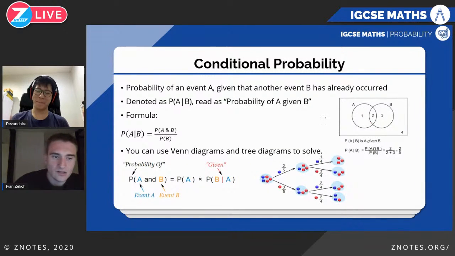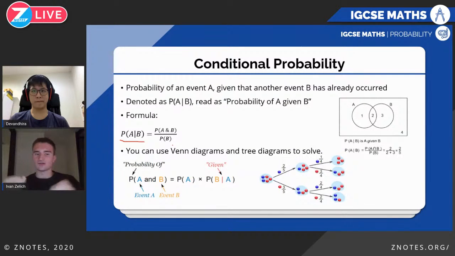Okay, so you can use Venn diagrams and tree diagrams to solve these sorts of problems. The rule is that the probability of A given B is the probability of A and B over the probability of B. What's happening is that your total outcome is now B. That's why the probability changes: you go from the total outcome being 1 to the total outcome being B, and so the probability is P(A and B) over P(B). That's all there really is to say about that.